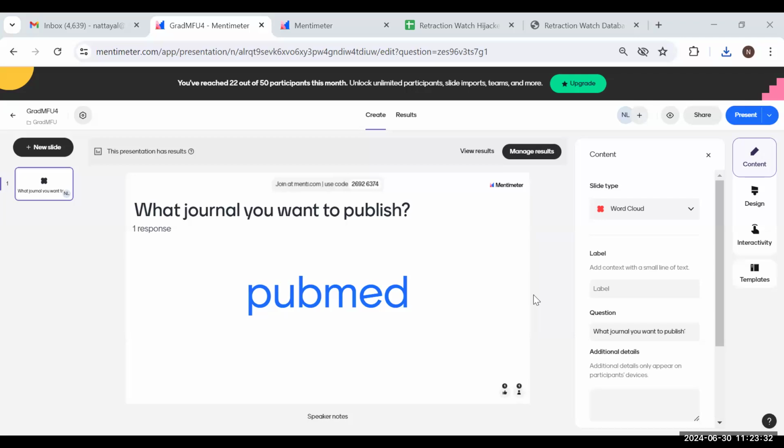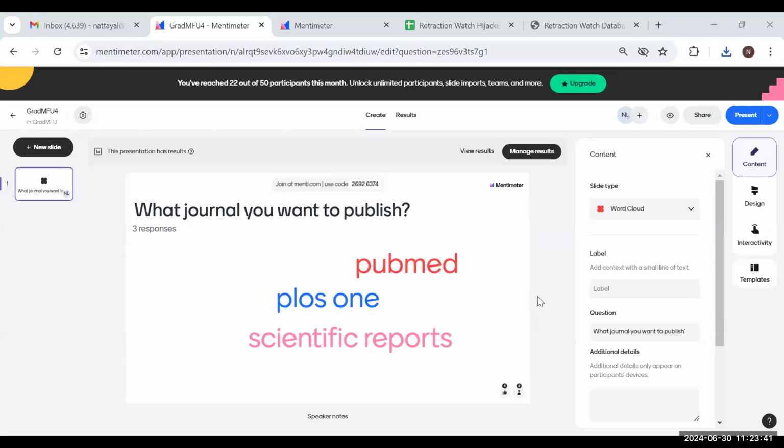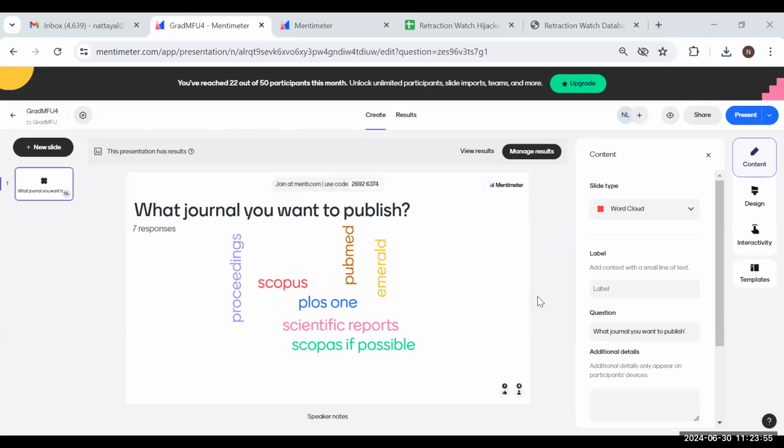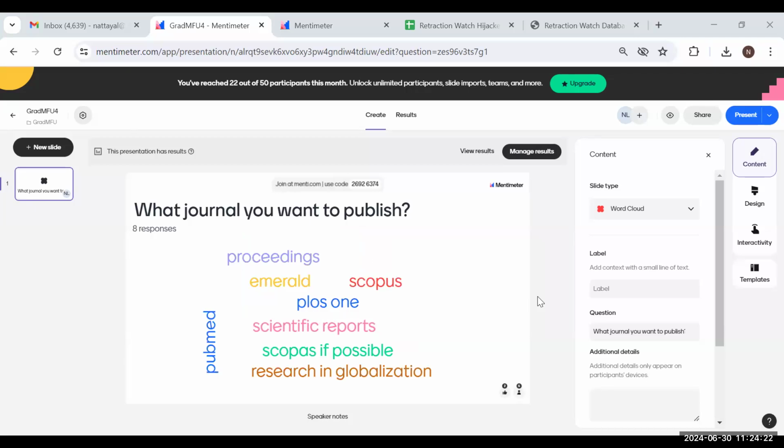Do you want to publish in PubMed? Wow, Scientific Reports, PLOS ONE, excellent. Proceedings. Emerald is a publisher. Scopus is a database. Scopus if possible, right? Scientific Reports and PLOS ONE are journal names. Scopus, PubMed, Emerald, and so on. So again, research in globalization. Wow. So again, better check with the accredited database in your field, and extract which journals in that field fit with you, that you would like to publish.